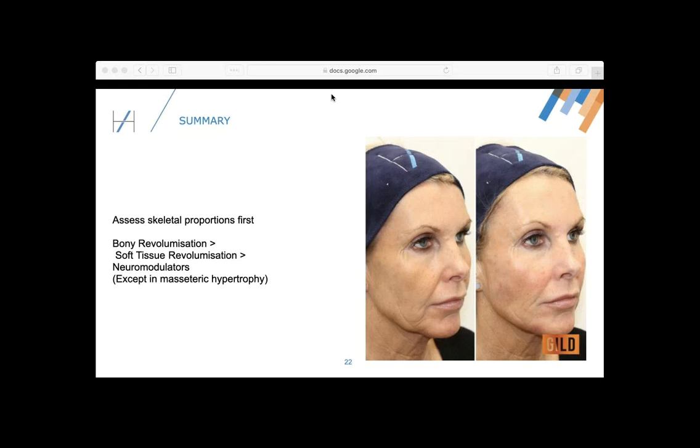Brilliant. Indeed, and I would agree with that, to be honest. I think if you can make that assessment and they truly have one side that's quite a lot bigger than the other, it is worth treating one side stronger than the other, like you would if someone had a slight lip asymmetry or anything like that. You would do the same for that, wouldn't you? Exactly.